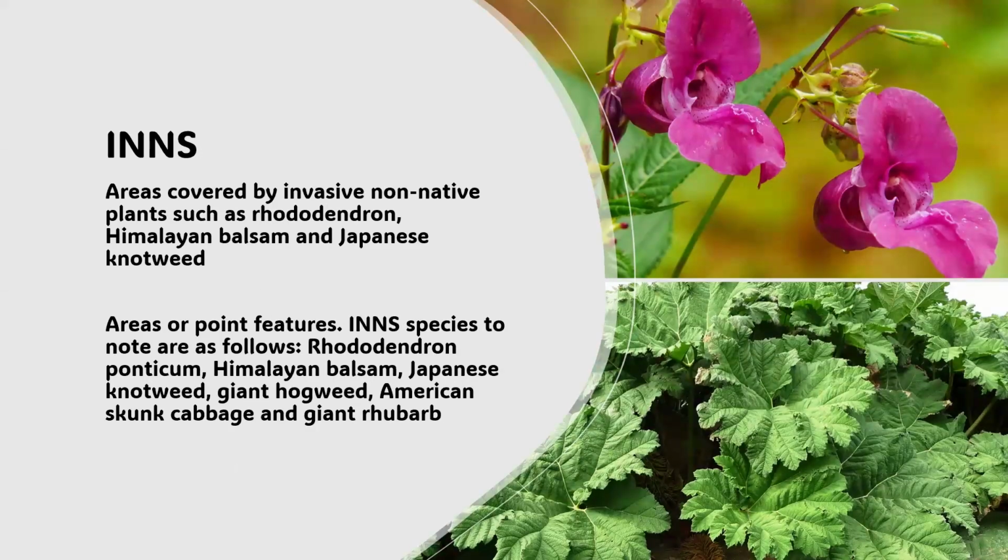And then I've said INS there for anybody who's not familiar. That's invasive and non-native species. So we're really looking to understand the extent of rhododendron, Himalayan balsam, and Japanese knotweed, for example, and get an idea of where in Scotland potential funding for treatment and control of that should be targeted. And there are another couple of examples there: Japanese knotweed, giant hogweed, American skunk cabbage, and giant rhubarb. Okay.